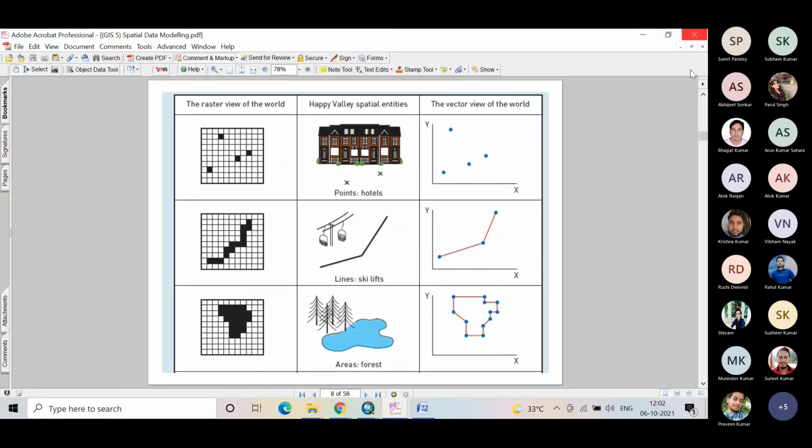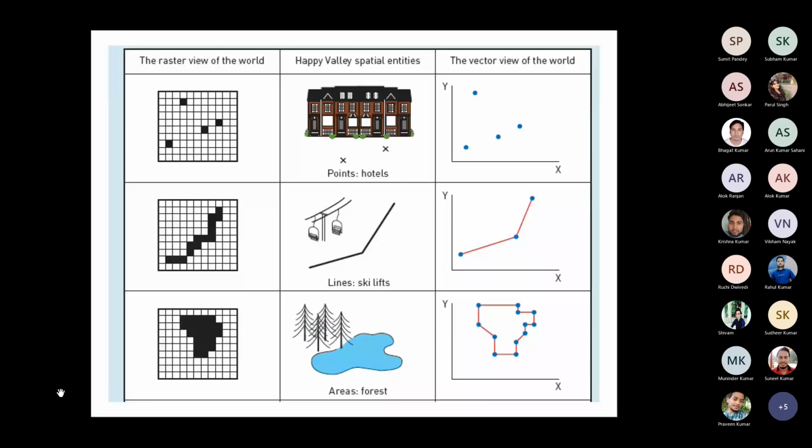Let's start the class again. We left off at raster and vector data analysis. You have just seen the raster data and vector data. Right now on the screen, you can see the example of raster and vector, how the data is stored inside the raster data and vector data.